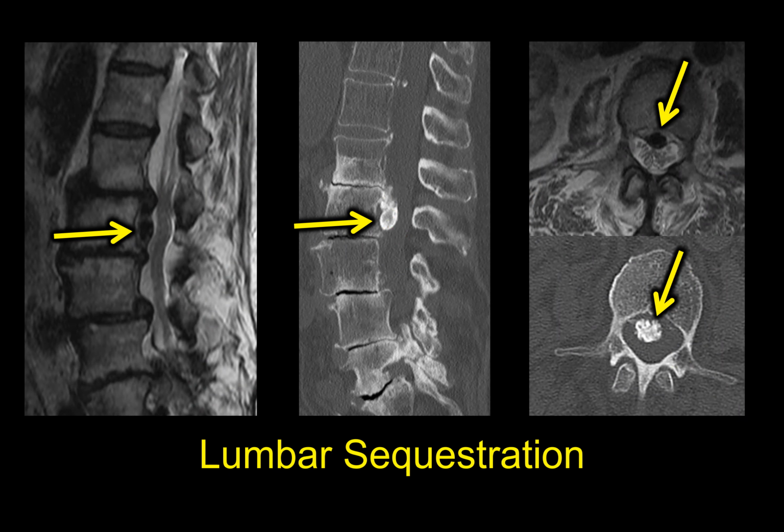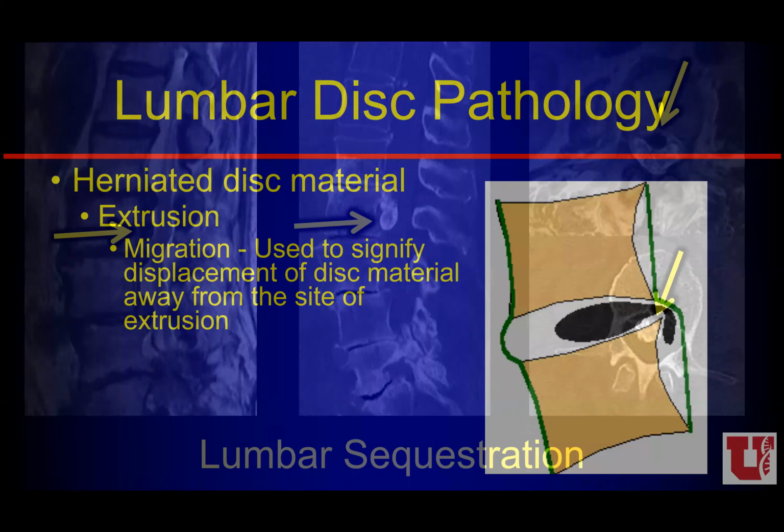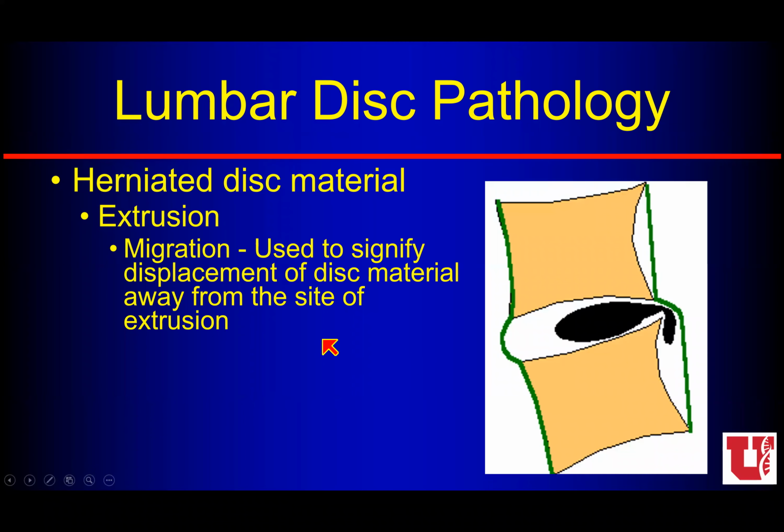Now, if you have a sequestration, we probably at some times had extension of disk material superiorly or inferiorly from the site of extrusion. That's called migration. So with an extrusion, we can have migration. That's signifying exactly that, displacement of that disk material away from the site of extrusion. So you can have superior or inferior migration of disk material. And again, if that loses continuity with the disk itself, then we call that a sequestration.